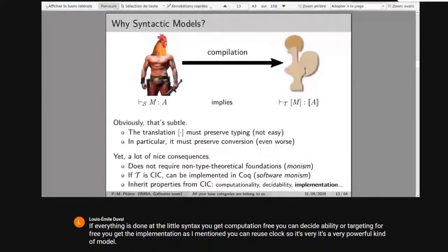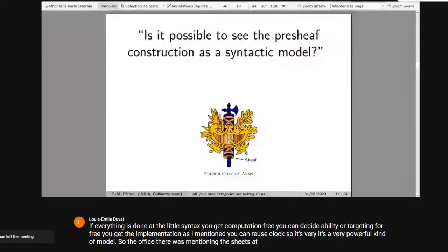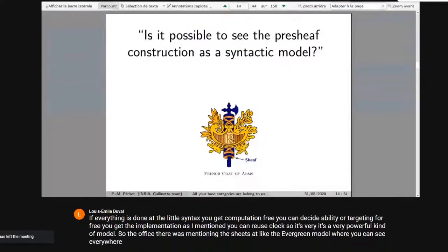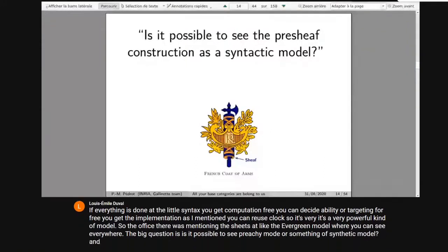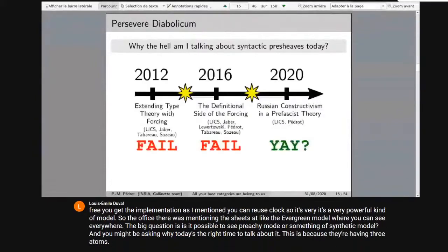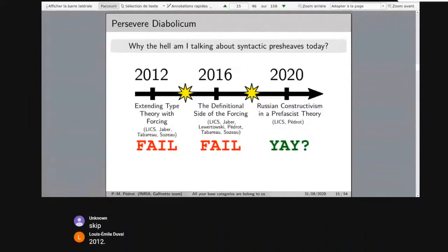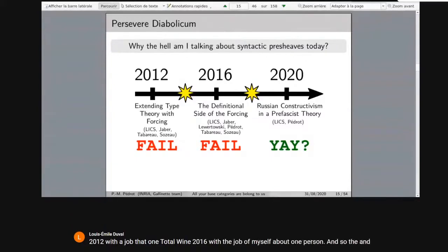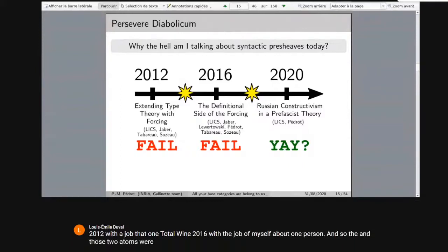So obviously I was mentioning presheaves as the evergreen model that you can see everywhere. The big question is: is it possible to see the presheaf model as some kind of syntactic model? And you might be asking why today is the right time to talk about it. This is because there have been 3 attempts at making the presheaf model more type theoretical. One in 2012, with Jaber, Tabareau, and Sozeau, one in 2016 with Jaber, Lewertowski, Pédrot, myself, Tabareau, and Sozeau. And those 2 attempts were kind of failures, and I'm going to come back to this right now.